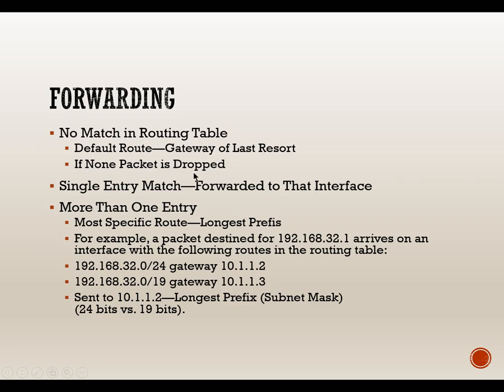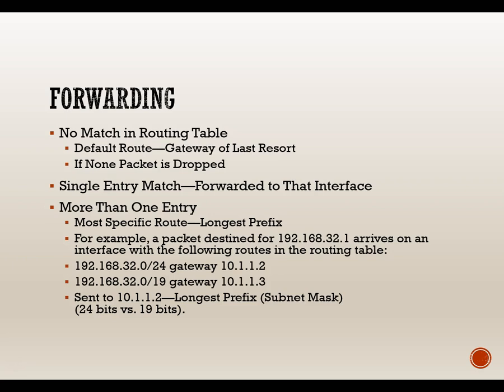Forwarding: if there's no match in the routing table, then we're going to use the default route, the gateway of last resort. And again, if there is no gateway of last resort and it doesn't match any of the networks that are available in the route table, then it's going to be dropped. A single entry match is forwarded to that interface. And if we have more than one entry, we use the longest prefix.